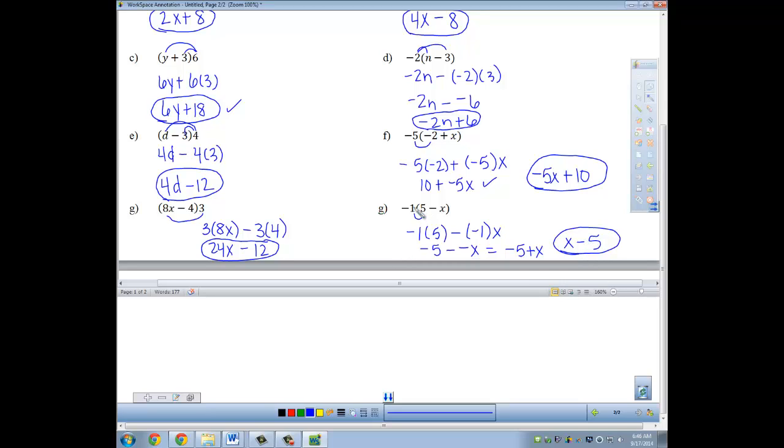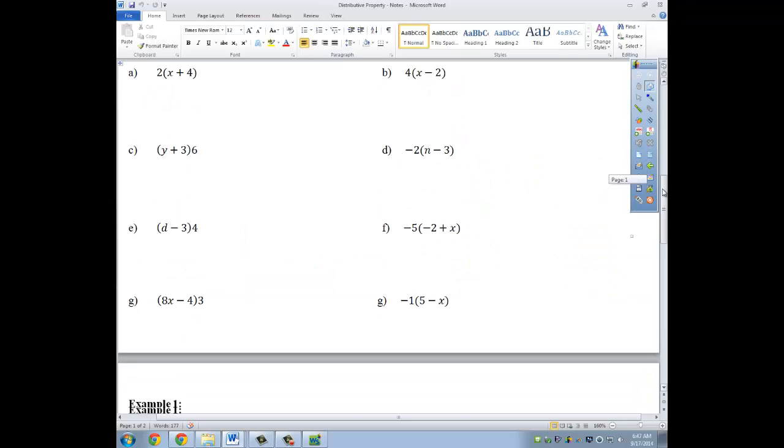You also could have done just negative 1 times 5 is negative 5. Negative 1 times a negative x is a positive x. So that's also how you could do it. So remember, negative, subtraction, same thing. Okay, on to the back.